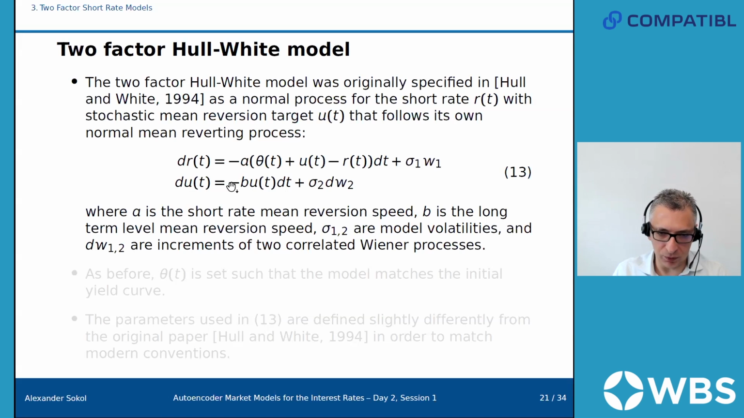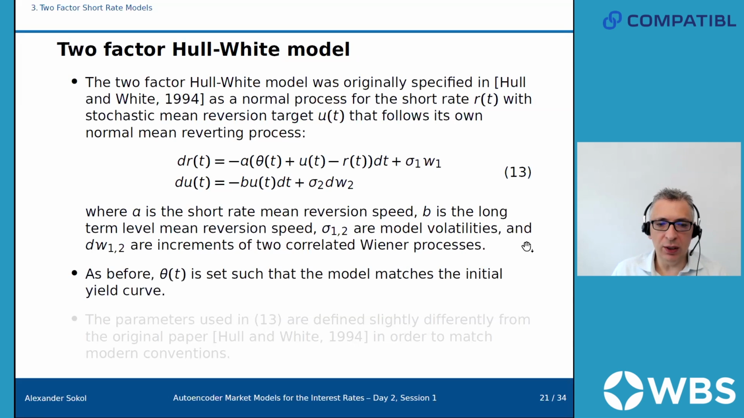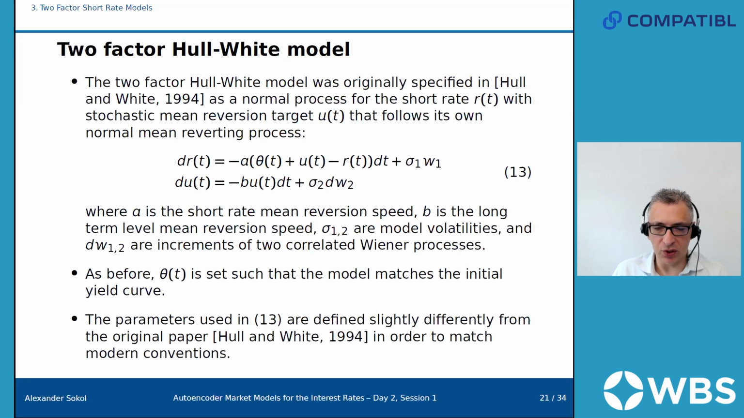But for clarity, for making sense of the model, it would be more helpful to make it revert to a constant level, right? So essentially what the two-factor Hull-White model does is say long-term rates revert to a constant level and short rates revert to that stochastic level. So there are two mean reversion speeds, there are two volatilities, and there are correlated Wiener processes with the correlation matrix rho. And as before, theta is set such that the model matches the initial yield curve. I took some liberty with the parameters just to make it more consistent with modern notation, so theta is defined differently in the original paper.